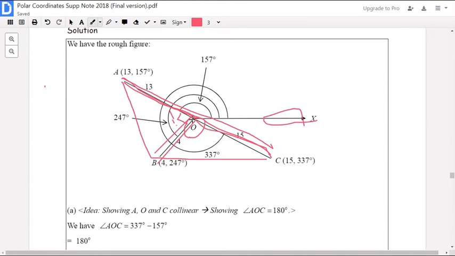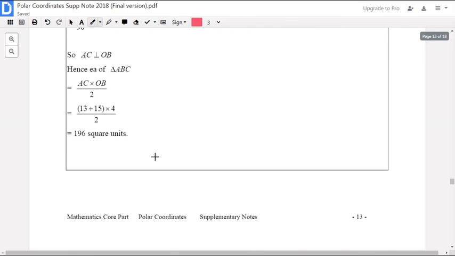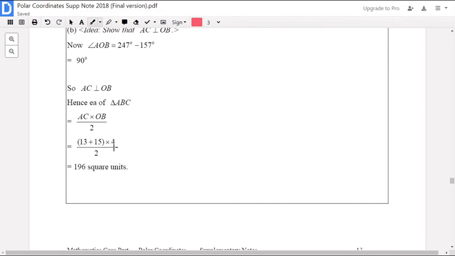From the figure, OA is 13 and OC is 15. So AC is totally 13 plus 15, which is 28. OB is of 4. So (13 plus 15) times 4 divided by 2. And the final area is 56 square units.